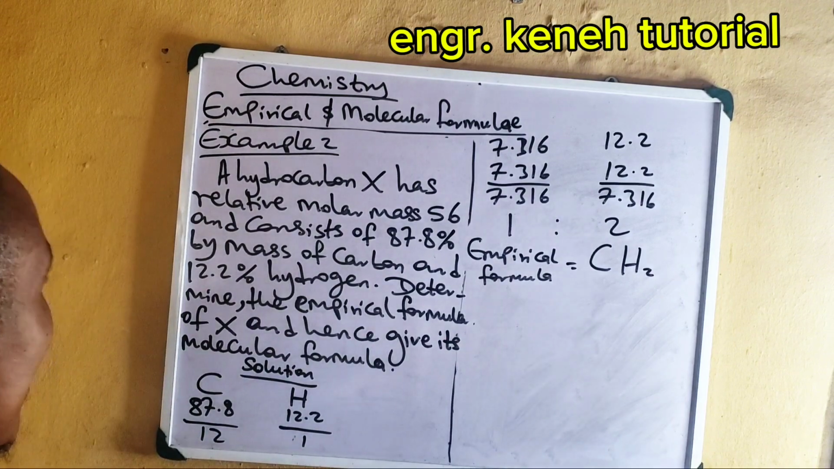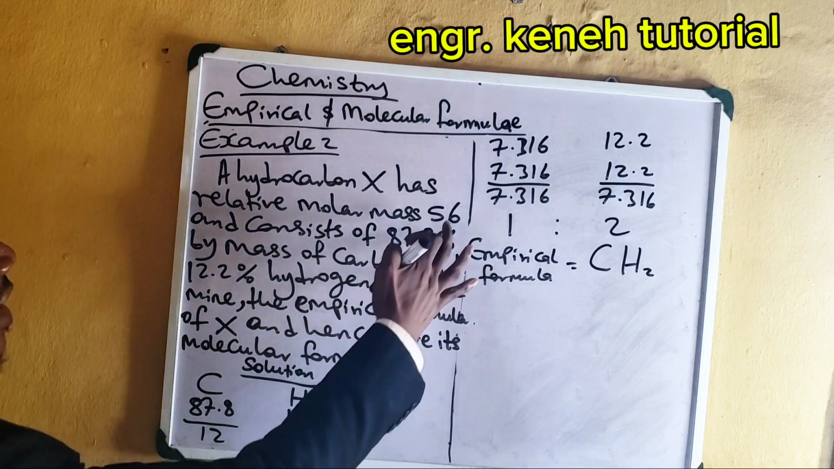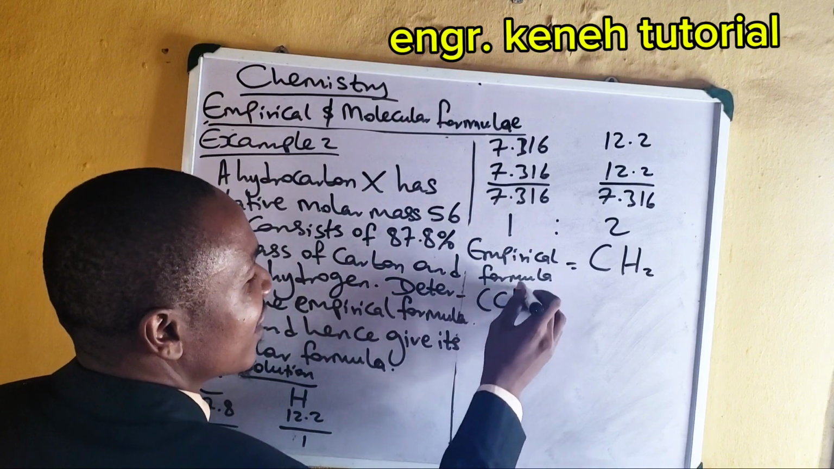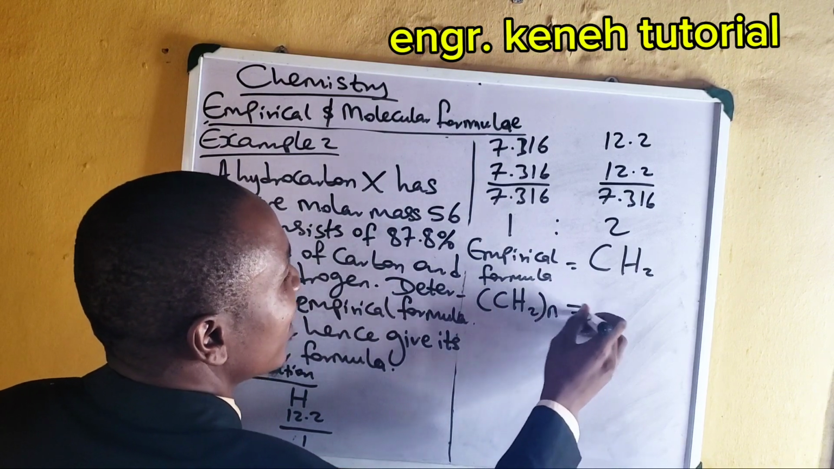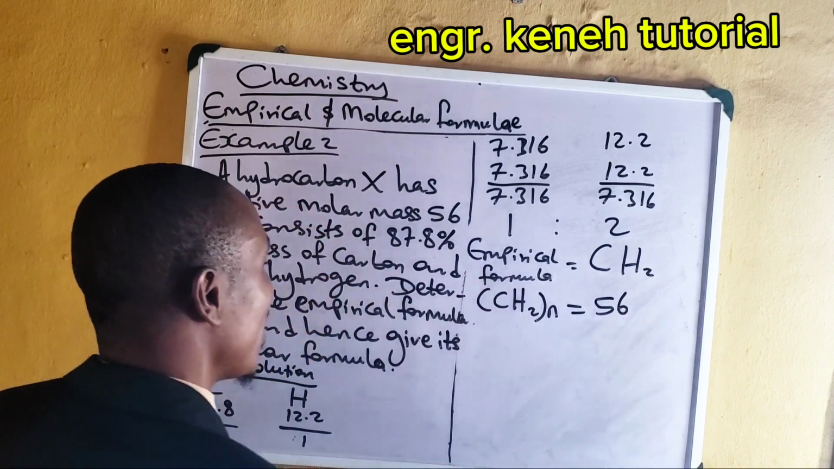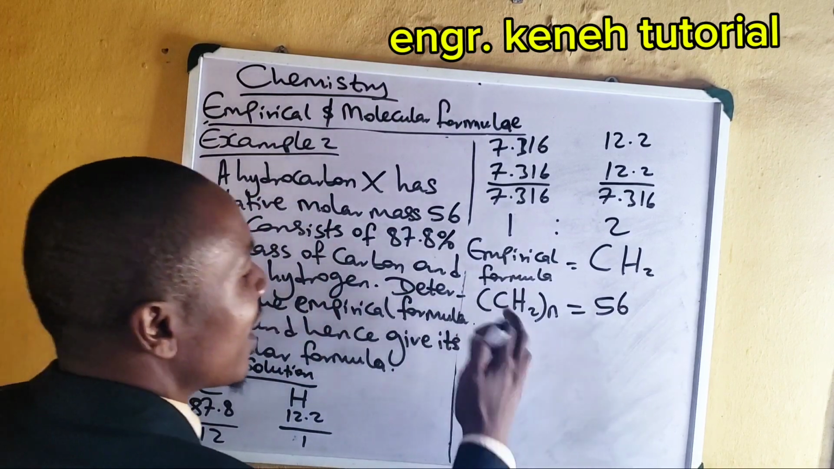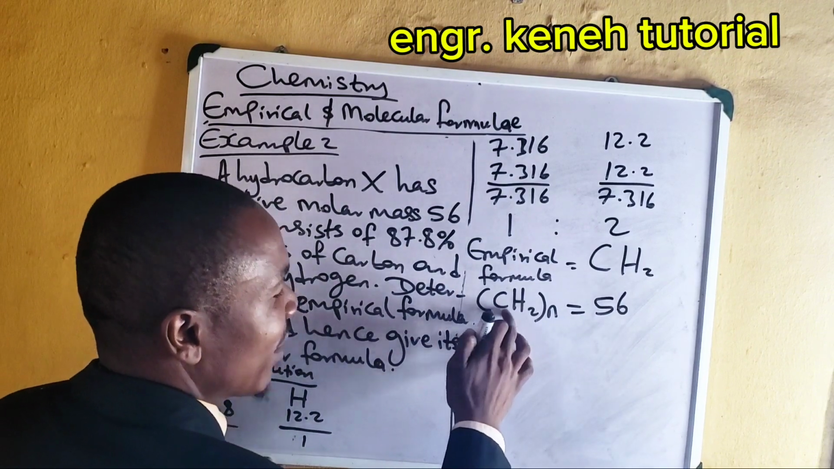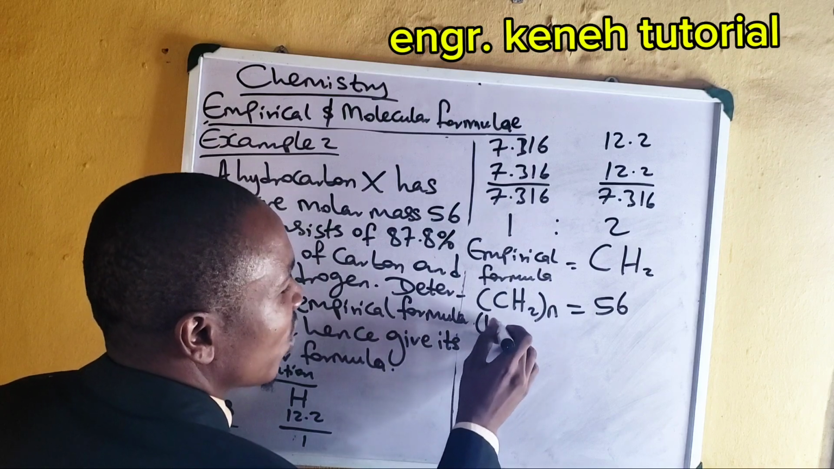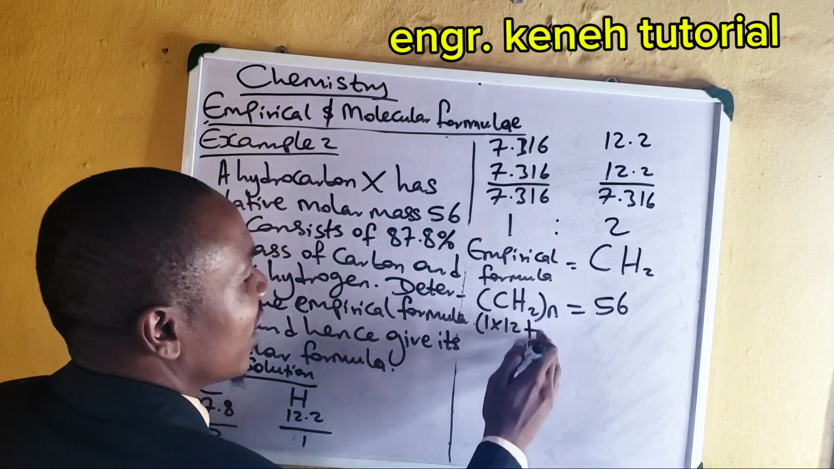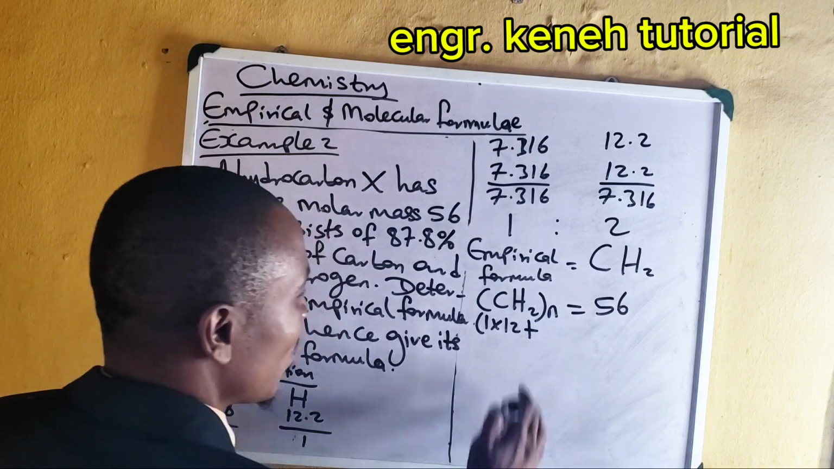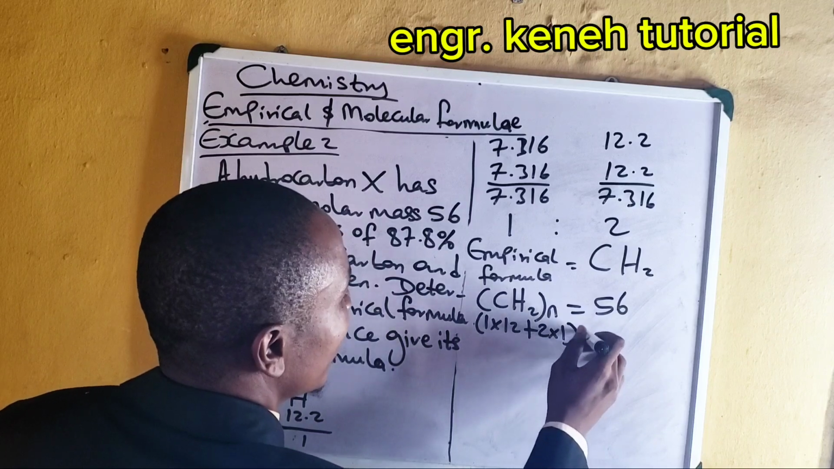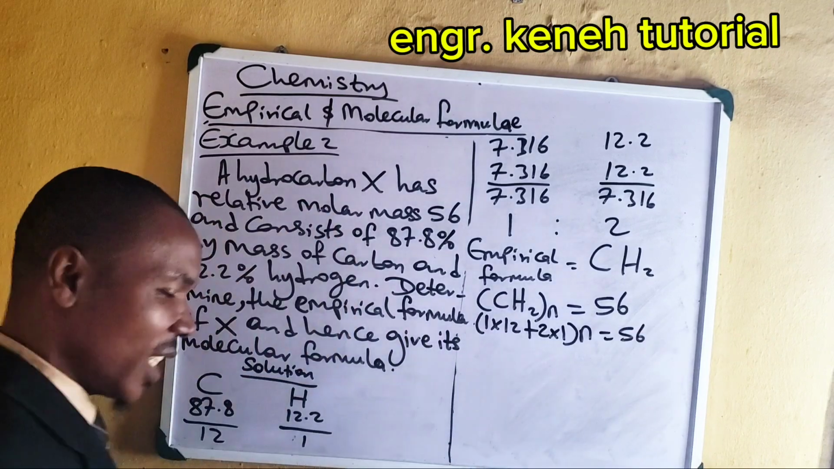All right, the next one we have is finding the molecular formula. Remember, they told us that the molar mass is 56. So this empirical formula, you put it in a bracket like this. You write n here, equate it to 56. That is the molar mass. The atomic mass of carbon is 12, and we have 1 atom of carbon here. So inside the bracket, write 1 times 12. Plus the atomic mass of hydrogen is 1, and we have 2 atoms of hydrogen, so it should be 2 times 1. Then you have your n like this. Everything will give us 56.